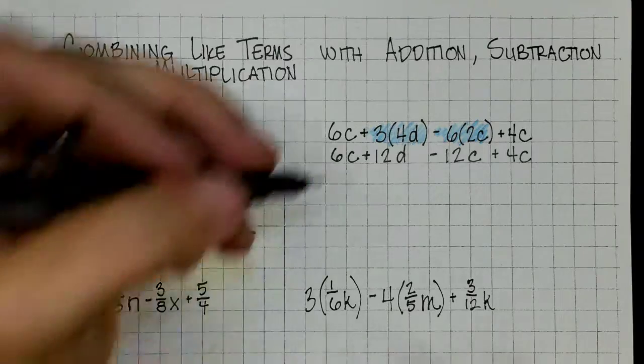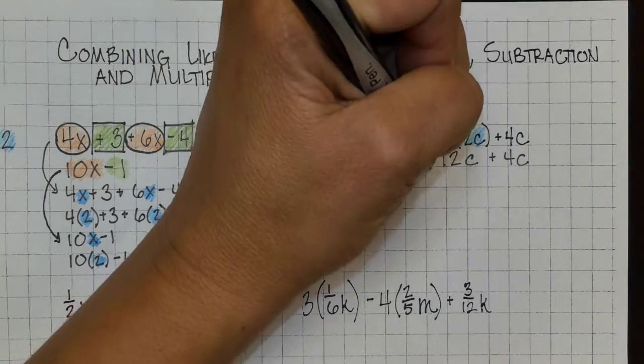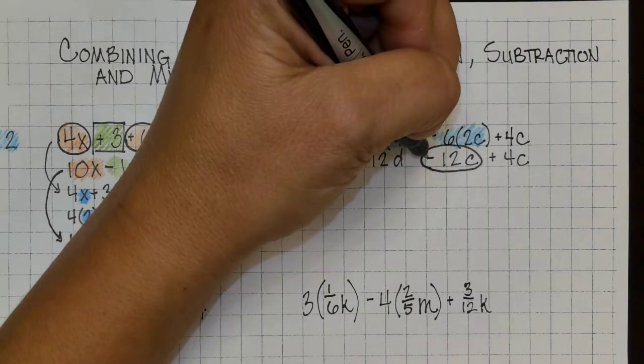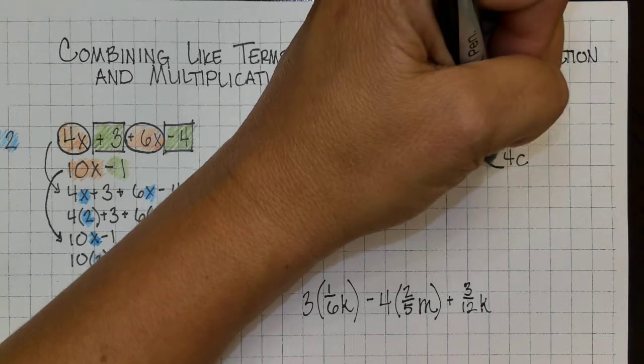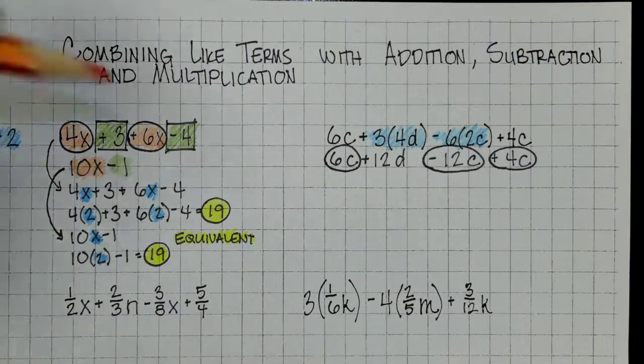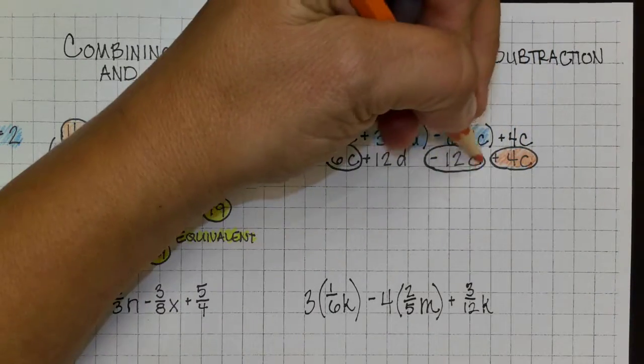Combining our like terms, I'm going to combine 6C. I'm going to combine minus 12C. And see, I brought that sign with us. That's important. And I'm going to combine plus 4C. Those are all the C's, and I'm going to color them all orange.